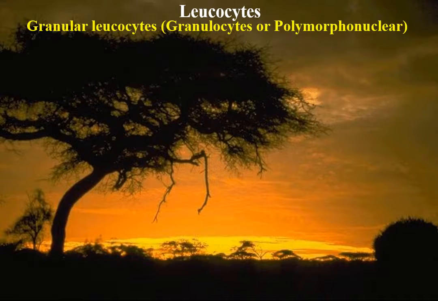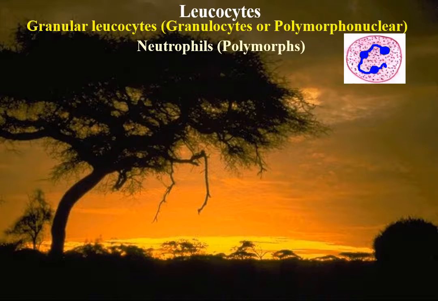Granular leukocytes, granulocytes, or polymorphonuclear leukocytes. They have in their cytoplasm, besides the primary azurophilic granules, secondary specific granules. According to the nature and the stain of these granules and the shape of the nucleus, granulocytes are classified into three groups: neutrophils, eosinophils, and basophils.